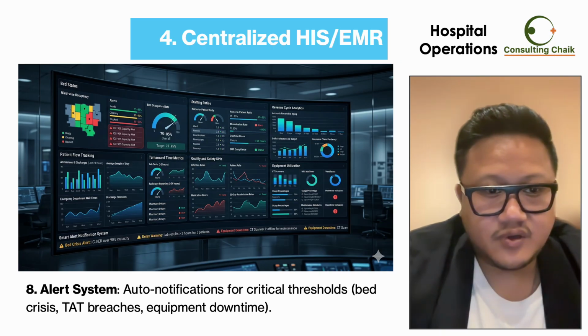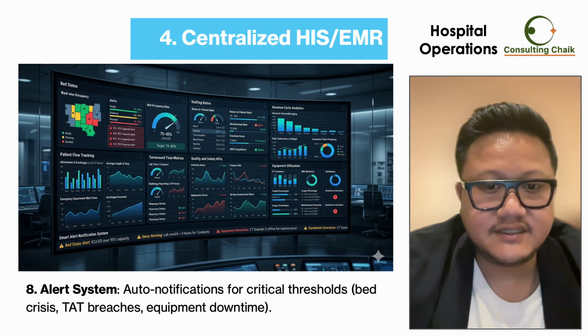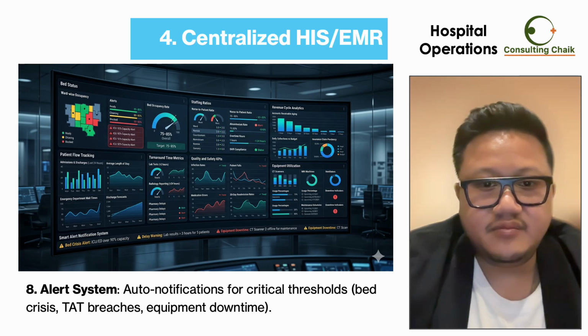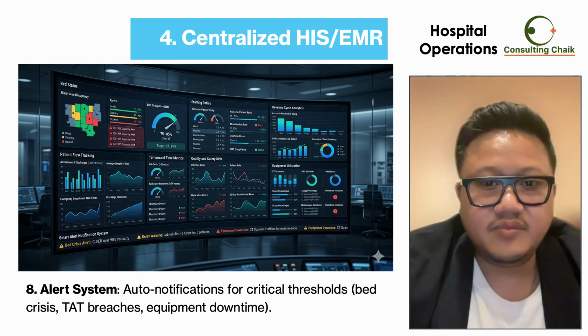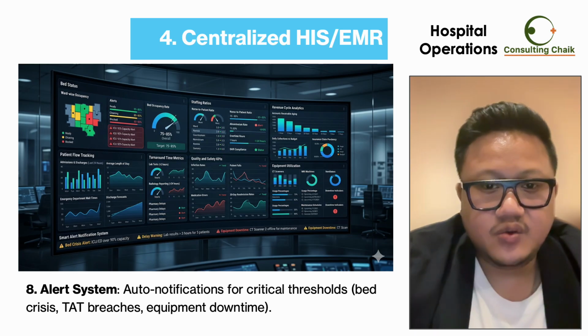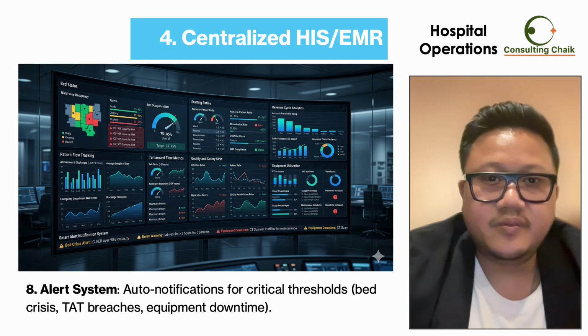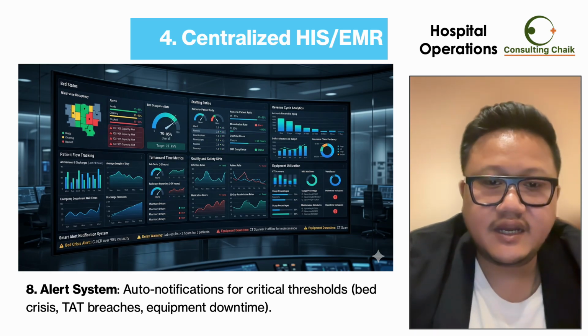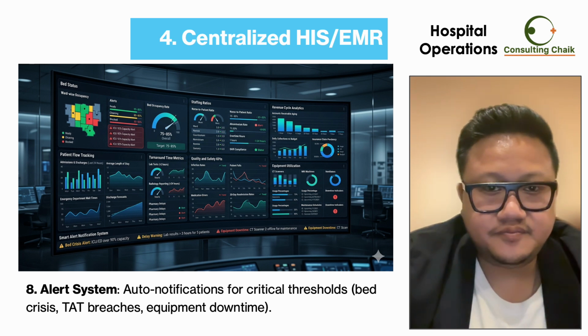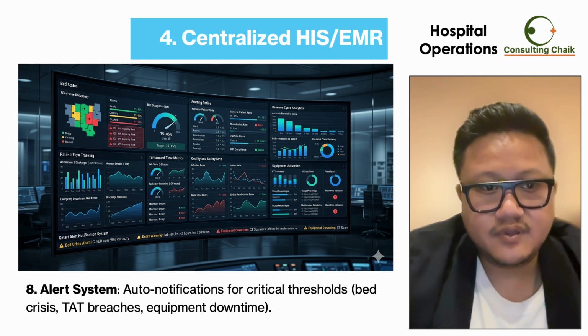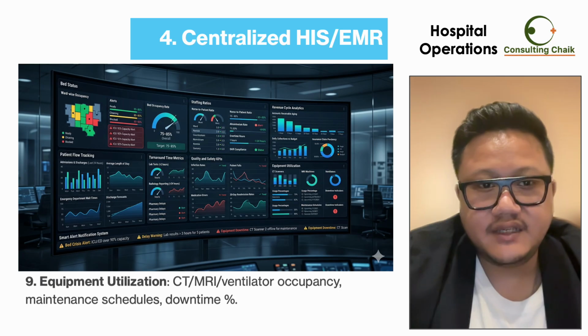Alert system, so auto notification for critical threshold. When there is a bed crisis, as I said, when occupancy is more than 85%. TAT breaches, so there may be certain times where your TAT is going beyond your defined TAT. Those alerts should be there. Equipment downtime: when a critical equipment is down, there have to be alerts that this equipment has been down for more than the defined time. Those things need to be tracked in HIS.